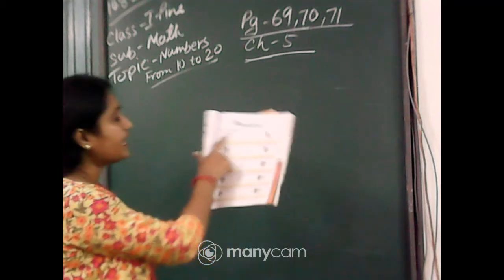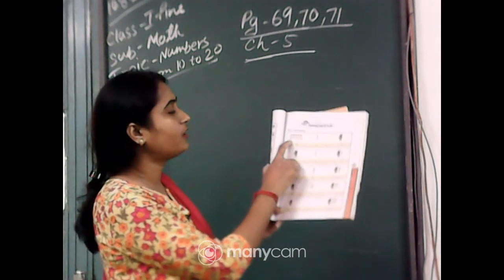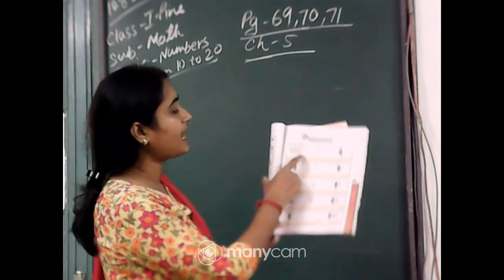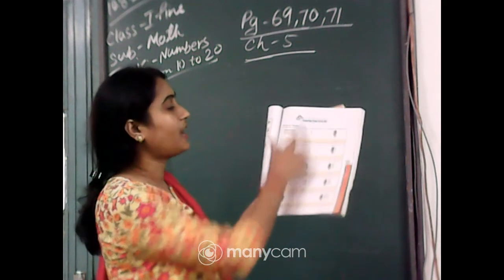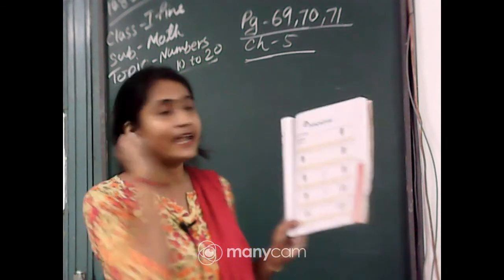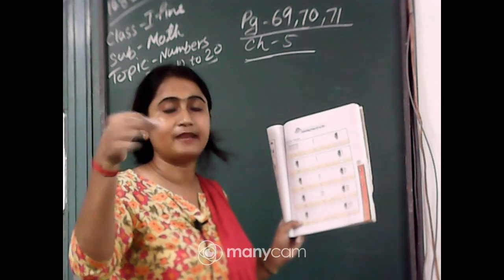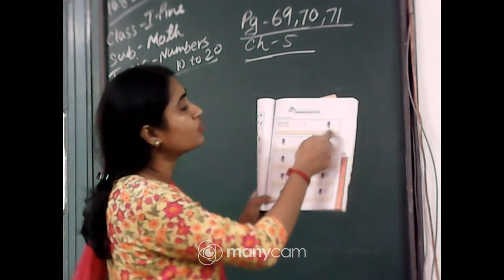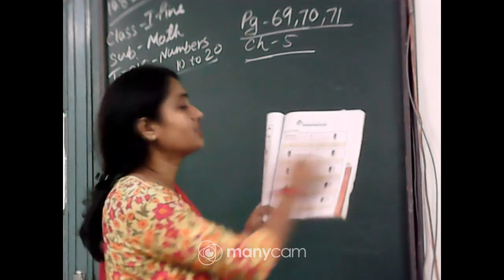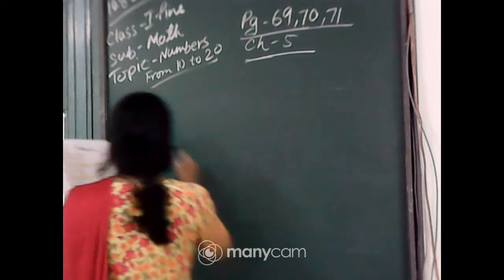Let's see. 9 matchsticks. How many matchsticks over here? Please follow me, all of you. 1, 2, 3, 4, 5, 6, 7, 8, 9. 9 matchsticks plus 1 matchstick. 9 plus 1 equal to 10. 10 matchsticks are in a bundle. 10 matchsticks are in a group. This is a group of 10 matchsticks. This is done in your book. From next we will do.